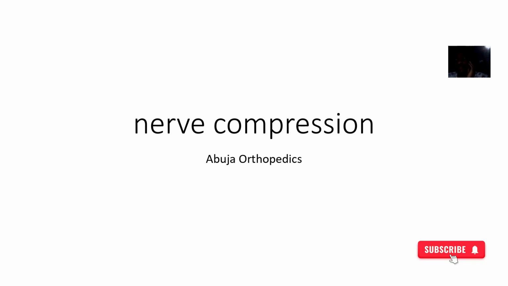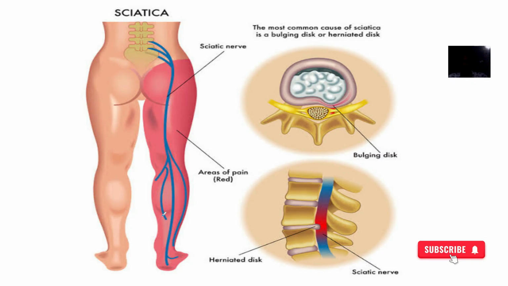Alright guys, so we'll quickly look at the next stuff which we'll be talking about, and this is the aspect of nerve compression. Nerve compression. So nerve compression is just simply something pressing against something, which in this case is a nerve we're talking about. So when there's a nerve compression, what will happen?